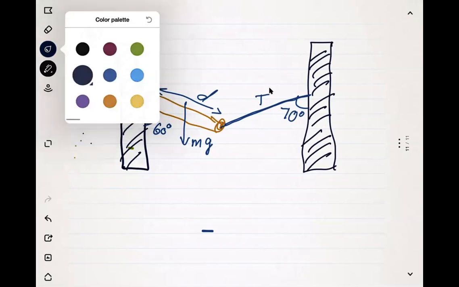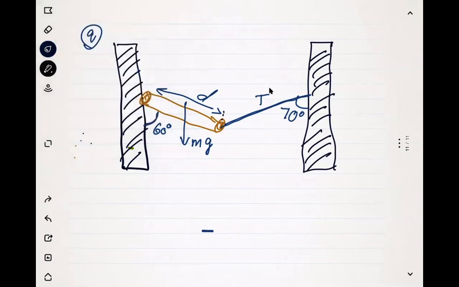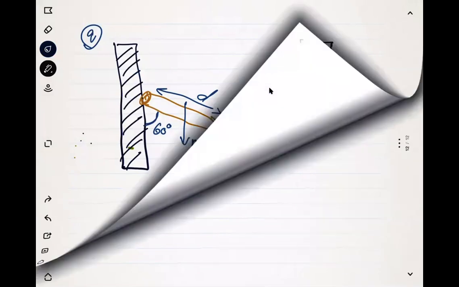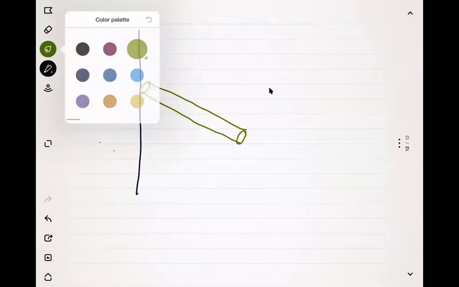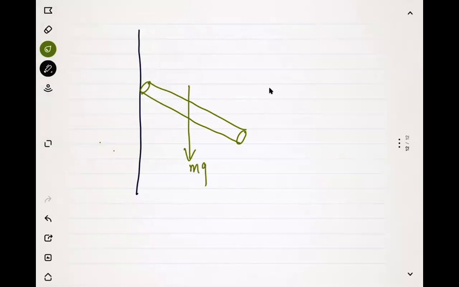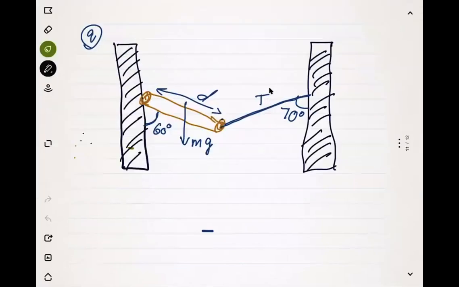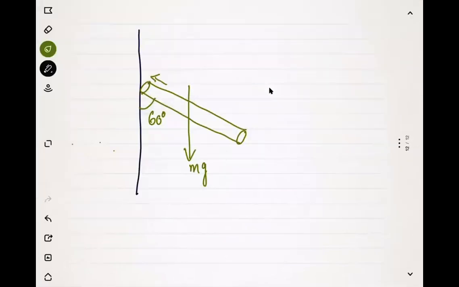To find the angles, you should draw references at the point of action of forces. For example, if I redraw this drawing again to find the moment of the weight and the moment of the tension, this is the position of the rod. And with this rod, this is the weight. And as you see, the angle of the rod with the vertical is 60 degrees. Now, if you resolve the weight into two components according to this angle, the length of the rod is T.